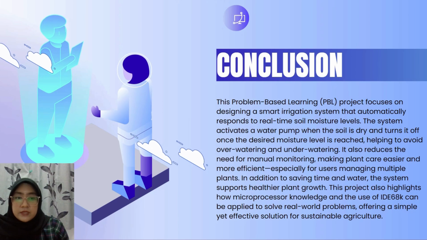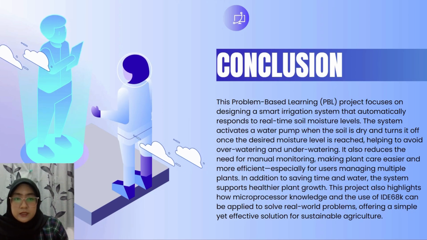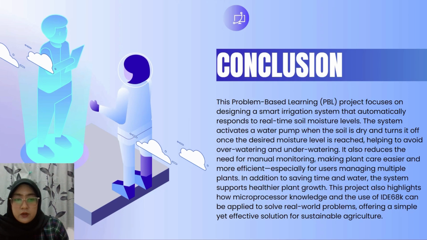In addition to saving time and water, the system supports healthier plant growth. This project also highlights how microprocessor knowledge and the use of IDE 68K can be applied to solve real-world problems, offering a simple yet effective solution for sustainable agriculture.